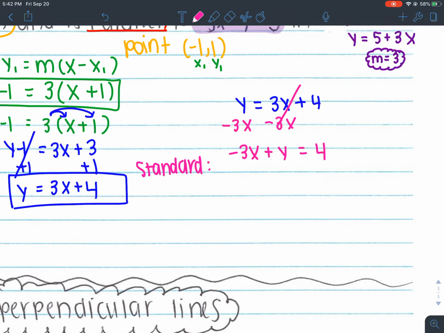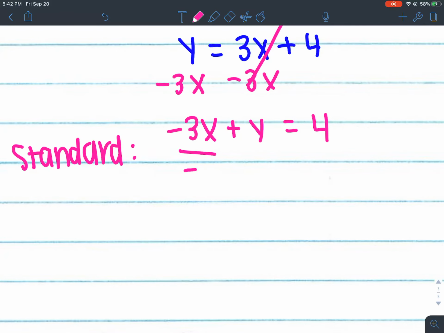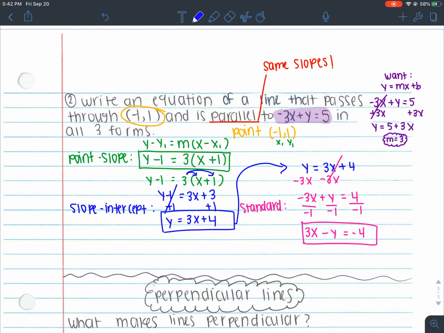Now this is almost in standard form. However, we don't want our a to be negative. So I'm going to divide everything by negative 1 because negative 1 doesn't change my numbers, but it does change my a to be positive. So the negatives cancel here and it makes a positive 3x. I have a negative y equals negative 4. And this is now in standard form. So I have my 3 forms. Go ahead and put an arrow to show that, hey, I'm continuing up here. Okay, so now we have all 3 forms.